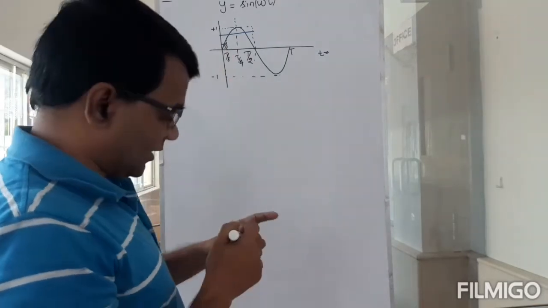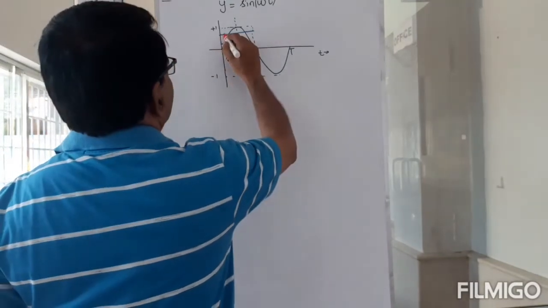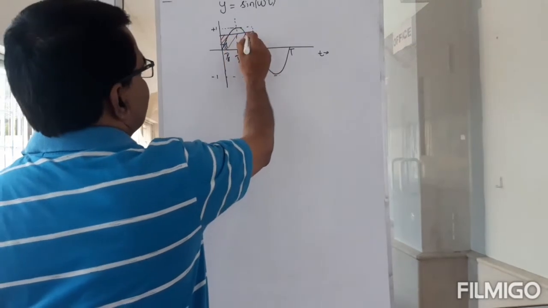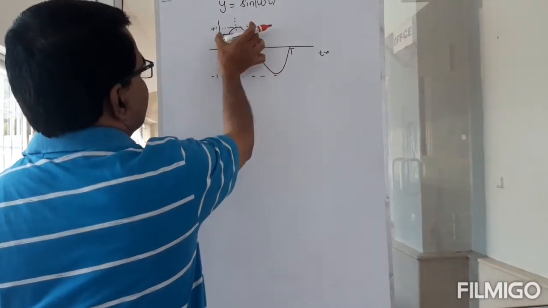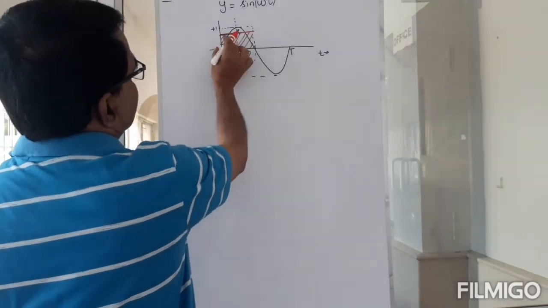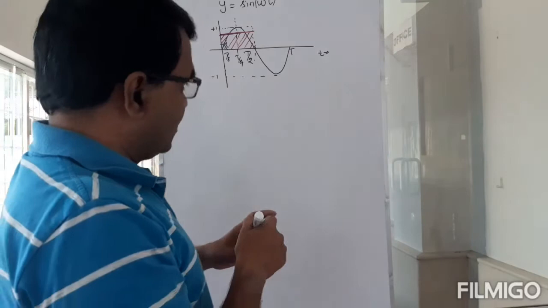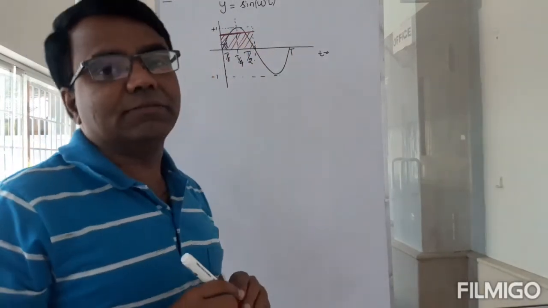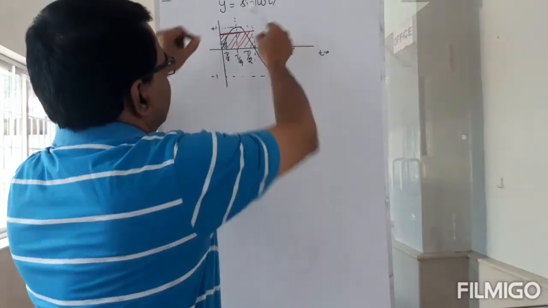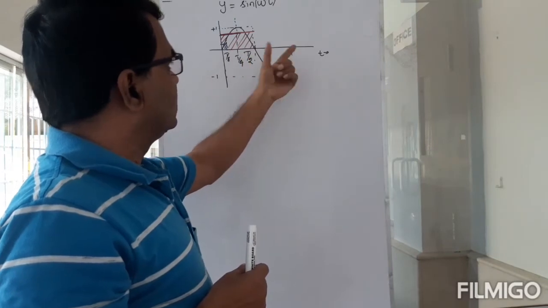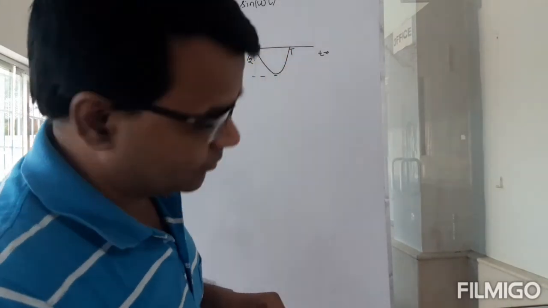You can visualize it. I'll go with a different color for this. For this period, this would be the average value. And for this period, this would be the average value. What is the average value if you take the entire period? The whole T. What am I going to get here?